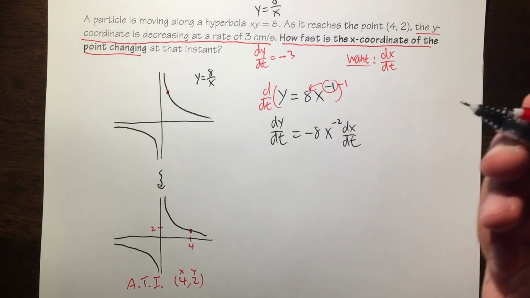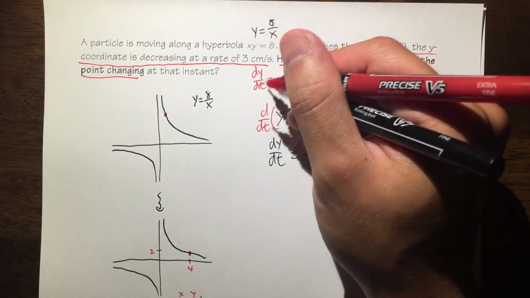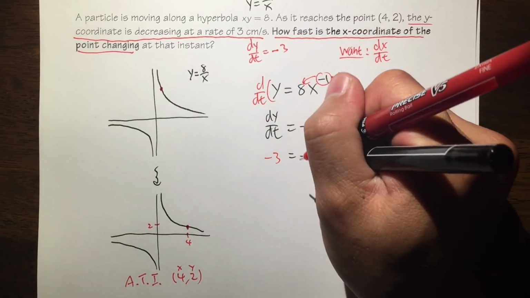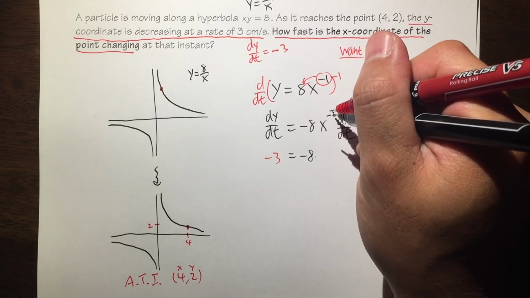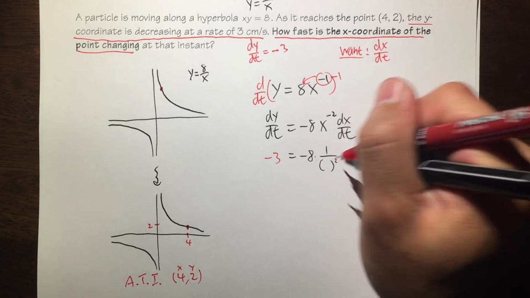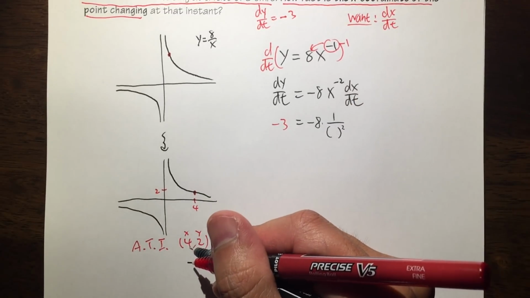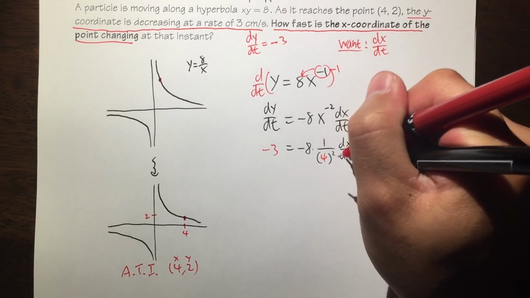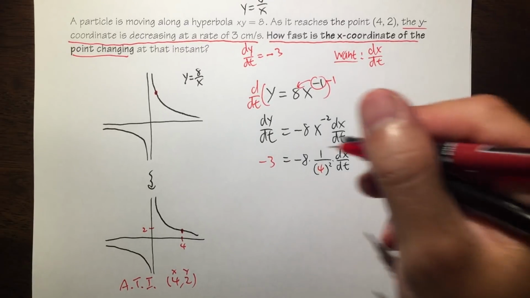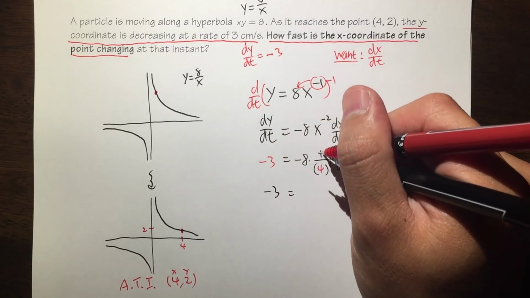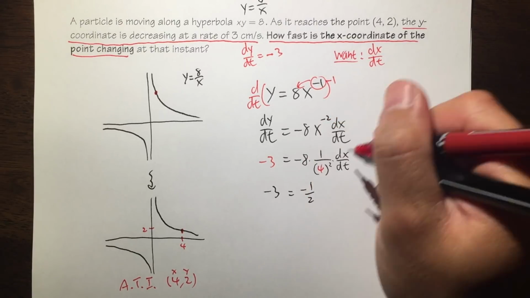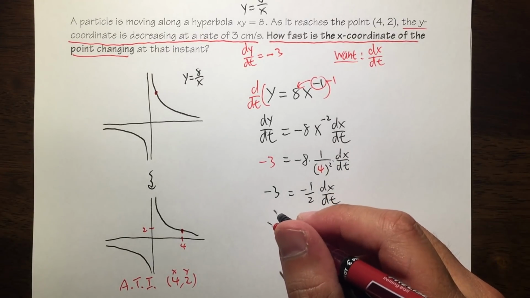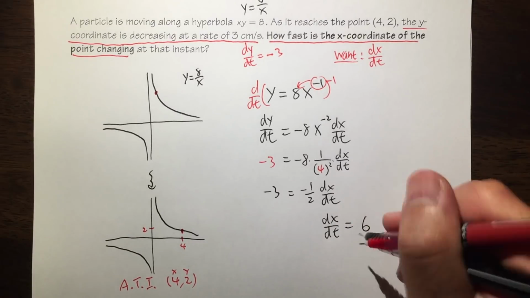Then we can just plug in the values that we have. We are given that dy/dt is equal to -3, so let's put that down, and that's equal to -8. For x^(-2), I will put 1 over something squared, and the x value was given to be 4 at this instant. So I put 4 right here, and dx/dt we don't know, but we are about to solve it. So -3 is equal to 1/16 times -8, which is -1/2, times dx/dt. Therefore, we can multiply both sides by -2, and dx/dt is going to be +6.